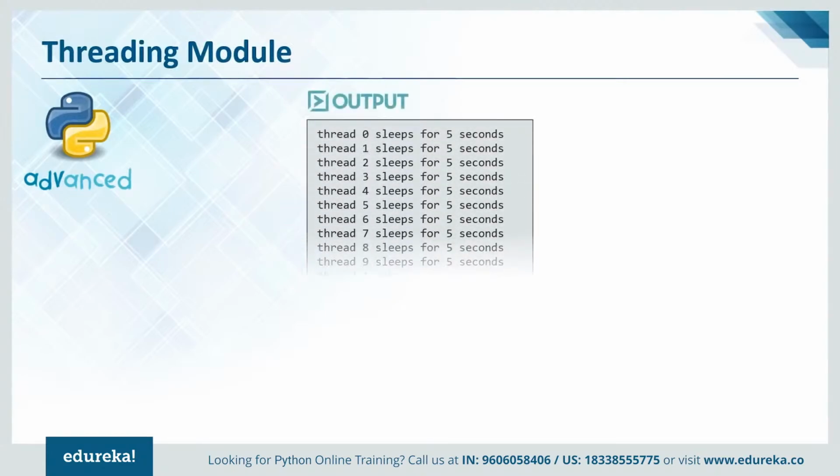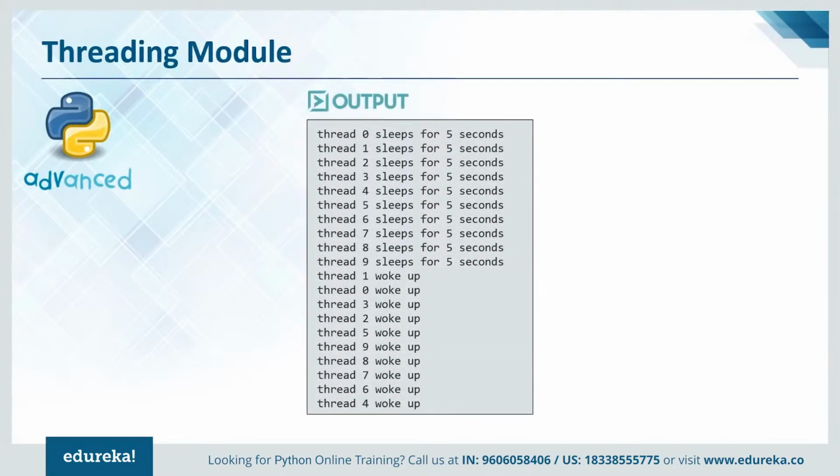The previous script returns the following output. Thread 0 sleeps for 5 seconds, 1 for 5, and as soon as thread 9 sleeps for 5 seconds, thread 1 wakes up. Thread 0 wakes up, 3, 2, and so on in order. Here's a quick look at the code again so you can check it out. I really recommend you pause the video at this point, type in the code on your own, and change these statements to see how they work.